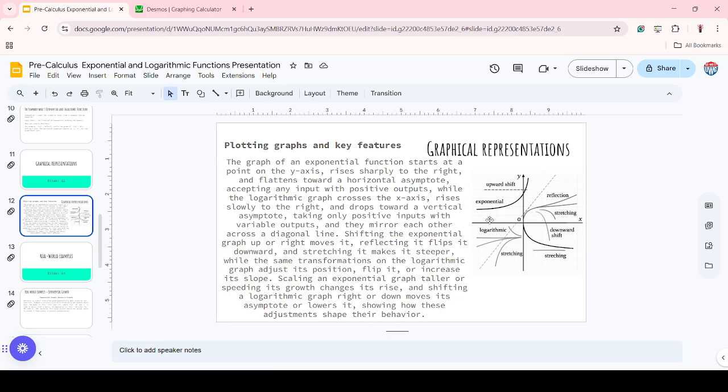This graph, we are talking just a tad bit more about graphical representations. This is going over the reflections, the stretching, the upward and downward shifts, and the exponential functions and logarithmic functions. As you see, certain conditions will make your graphs change. So if your graph shifts up or moves right, reflecting it flips it downward, stretching it makes it steeper, while the same transformation on a logarithmic graph just adjusts its position, flips it, or increases its slope.